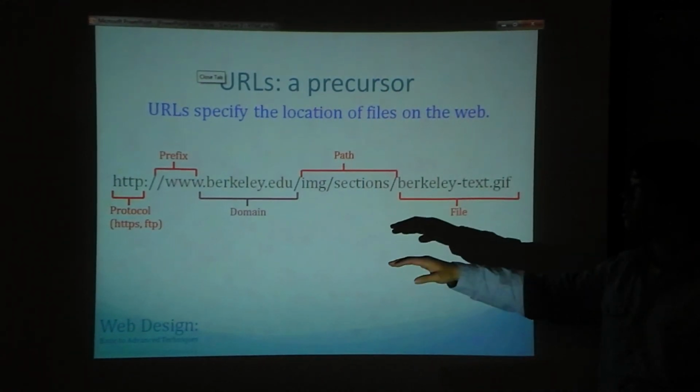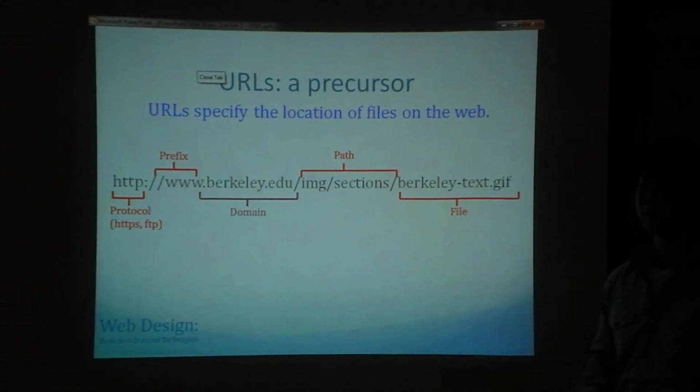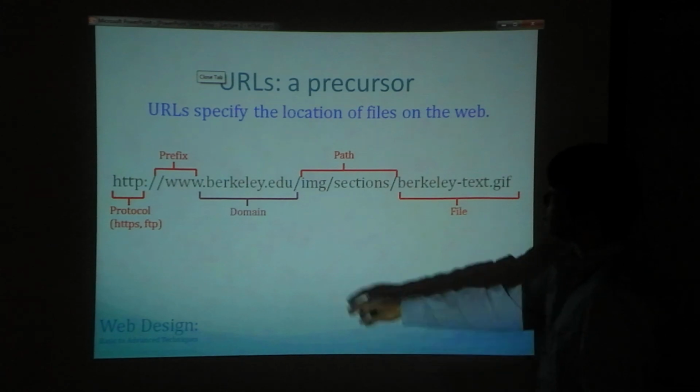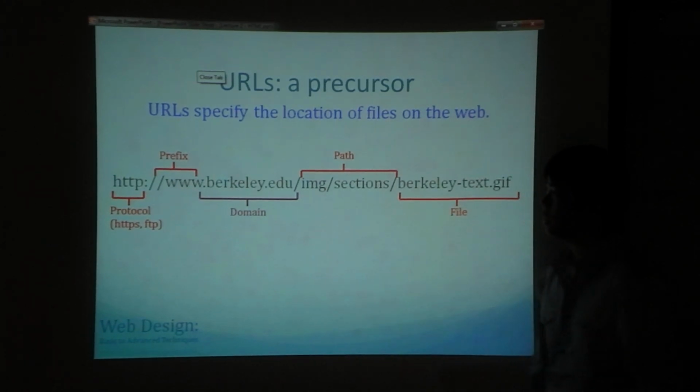And there are other types of protocols such as HTTPS, which you use when you log into your CalNet ID or CalNet login to check your Berkeley email, or when you go to an online banking site or some kind of secure site. Even Facebook has HTTPS that allows you to log into the content securely. There's also another protocol called FTP, and you're going to be using that later in the class to upload your files. So we start off here with the prefix, and that's www.